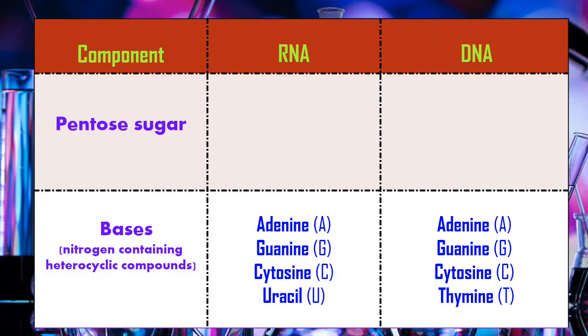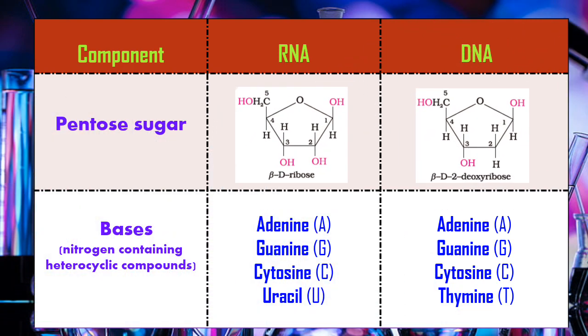We'll see these components. Pentose sugar. The nucleic acid RNA is composed of a beta-D-ribose sugar, a pentose sugar, whereas DNA is composed of beta-D-2-deoxyribose sugar. And these two pentose sugars are monosaccharides. So what's the difference between these two sugar units present in DNA and RNA? The name suggests it. Both are beta-D-ribose. Here also beta-D-ribose.